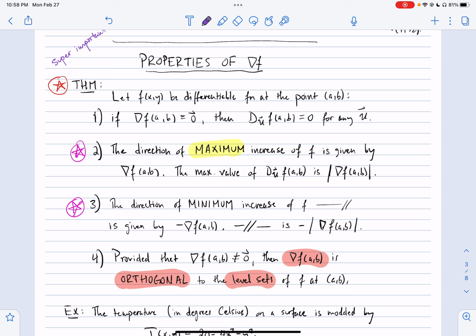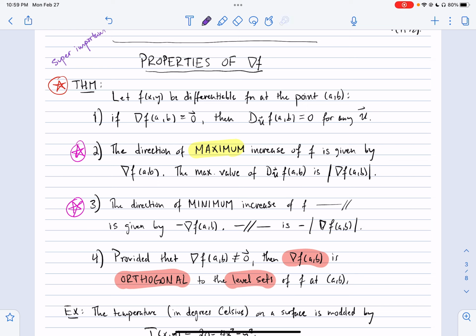Then the first part of the theorem says that if the gradient of f is the zero vector, then the directional derivative of f in any direction, u, is also always zero. That makes perfect sense because the directional derivative of f in the direction u is a dot product between the gradient and that vector u. So if the gradient is zero, then certainly the dot product is zero. The second part is less obvious. It says that the direction of the maximum increase of f is given by the gradient direction.